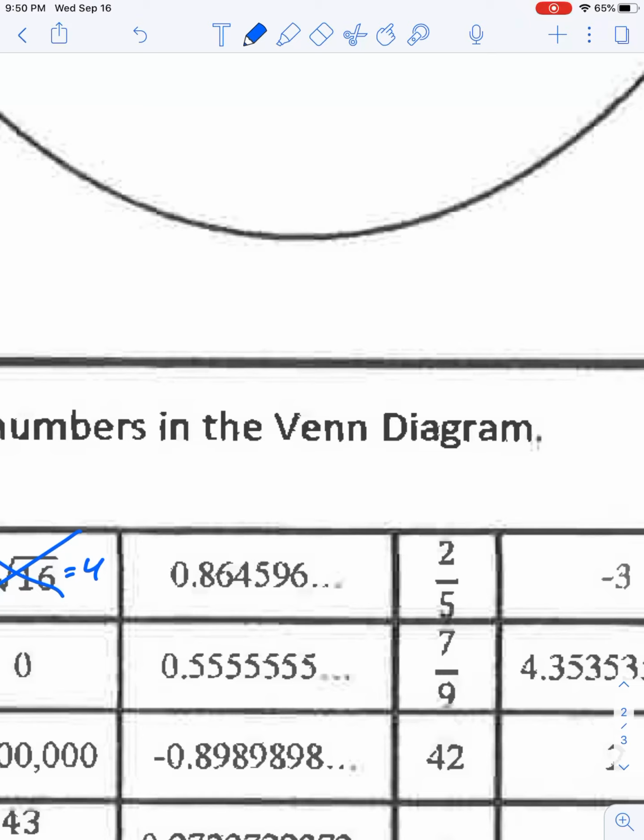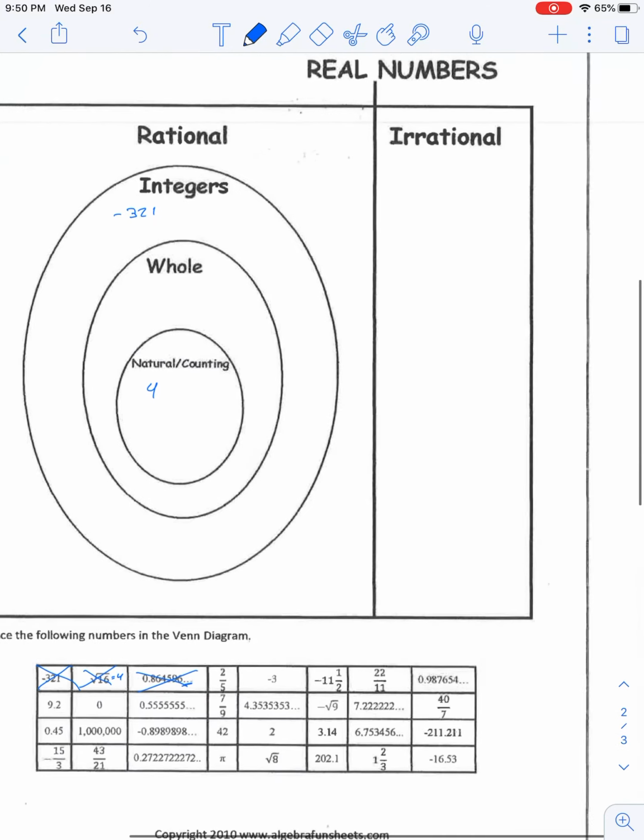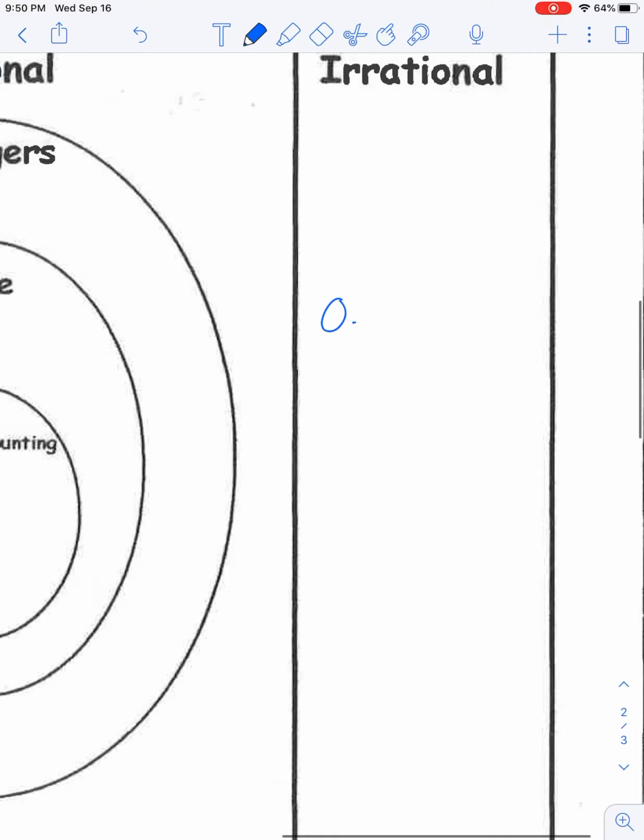0.864596. I don't see a repeating pattern here, unlike the one right below it. Okay, so I would say this one doesn't seem to have a repeating pattern. There's a ... at the end, which means it goes on forever, so I would call this an irrational number. And irrationals over on their own side over here, 0.864596. Okay.